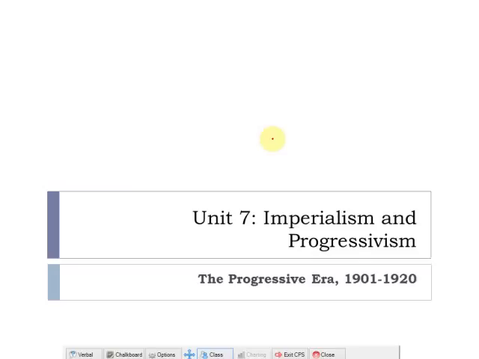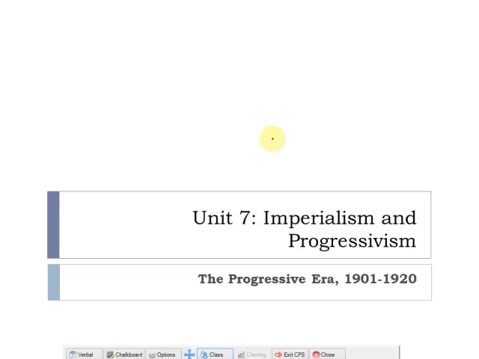All right, folks, today we're going to begin Unit 7, Imperialism and Progressivism. And today we're going to be talking about the Progressive Era. Now, a few things. First off, imperialism. What does imperialism mean? What does it mean when we're talking about imperialism? In general, what is imperialism?